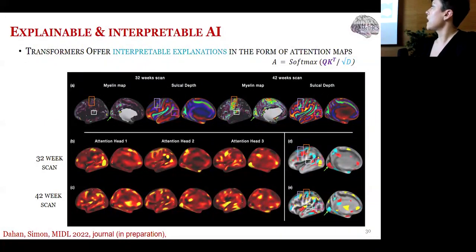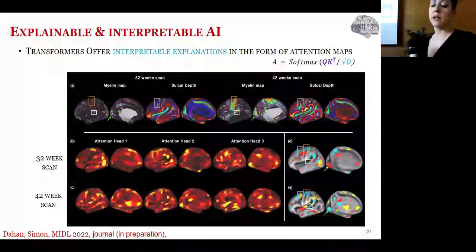And this is a baby born at 32 weeks, or born early and scanned at 32 weeks, and another scanned at 42 weeks. And you see that the model is attending to different structures, particularly focusing on areas of the brain that are developing rapidly during this late period of gestation, so cortical myelination and increasing sulcal depth.